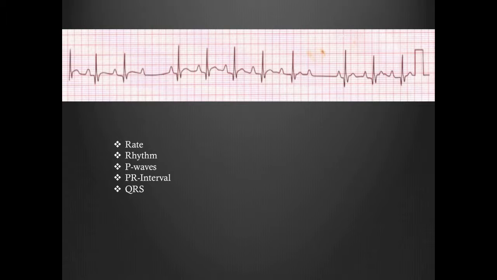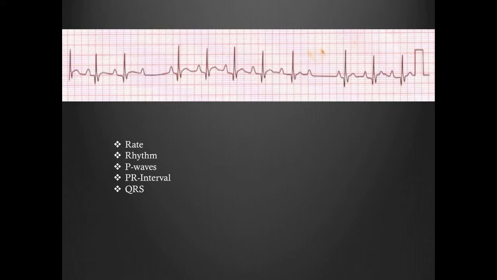So that first one in the sequence is pretty short, looks pretty good, and then by the end, we're looking at almost 1.5 boxes, a little over 1.5 big boxes in the PR interval, so it's getting longer. And then finally, is the QRS narrow or wide? In this case, it is narrow.